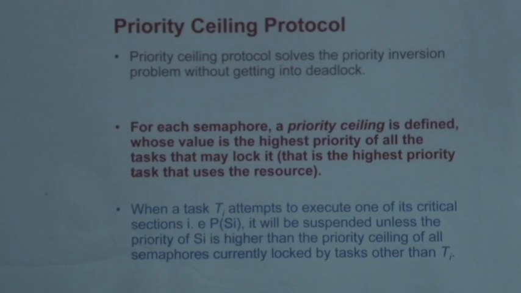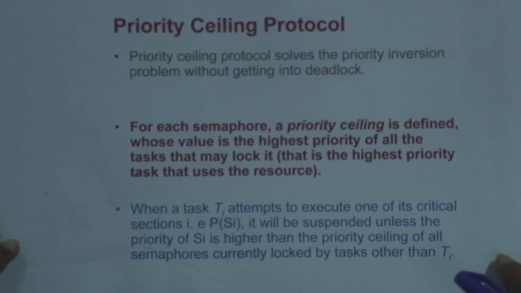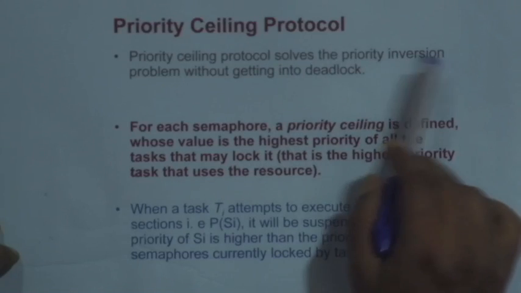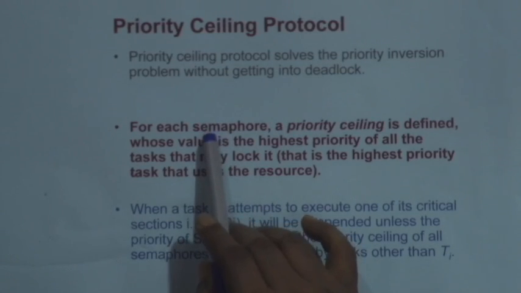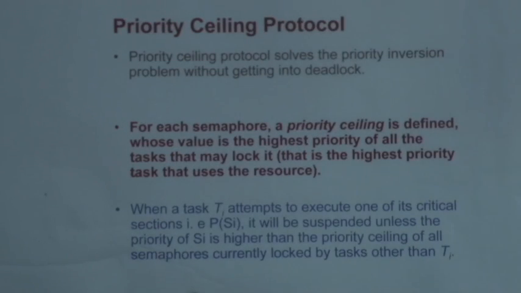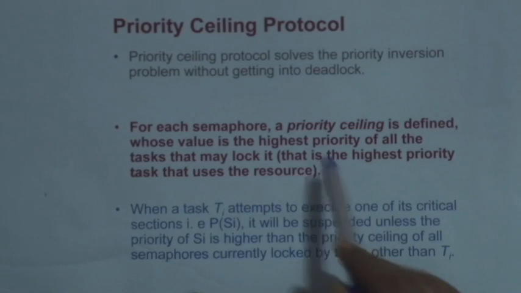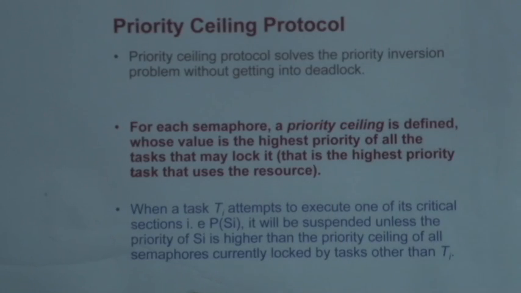We will rework the earlier example with this priority ceiling protocol, but before that let us try to understand what this priority ceiling protocol is. The priority ceiling protocol solves the priority inversion problem. So, priority inversion is solved and deadlock is also avoided. What is done in this case? For each semaphore, like in the earlier example we had two semaphores S1 and S2, a priority ceiling is defined.